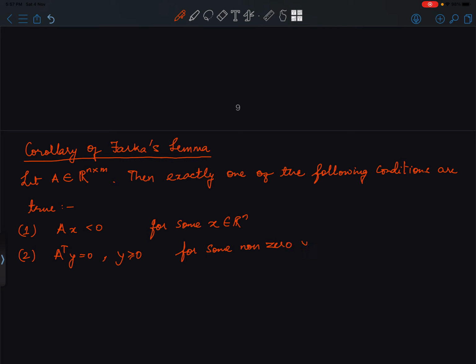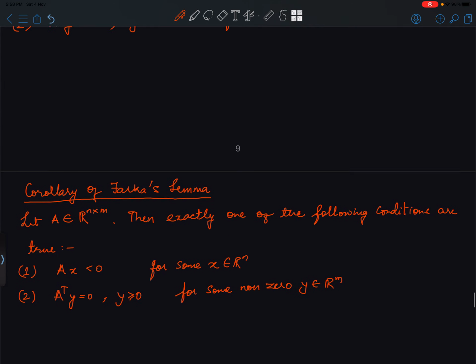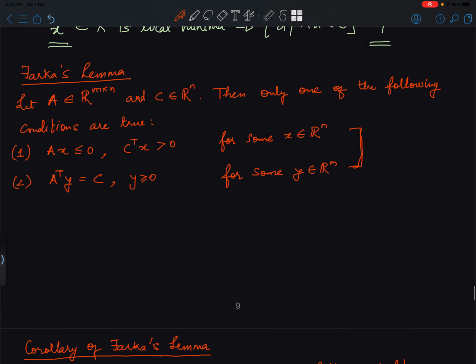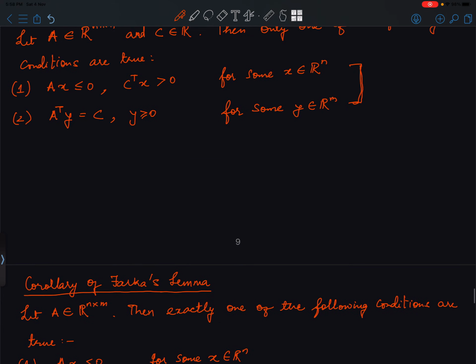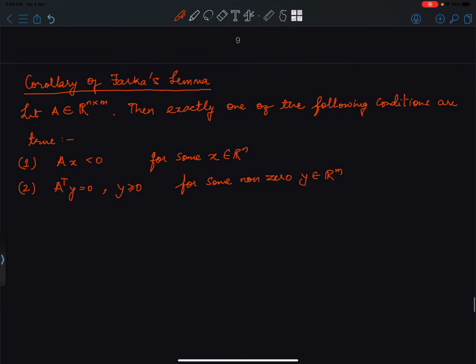Belongs to Rm. So you can actually see the similarities between the corollary and the actual lemma. As you can see, we just replaced c by a zero vector, and that is how we arrived at this corollary.